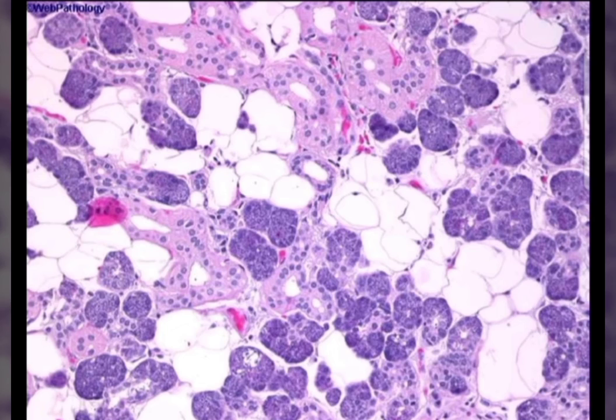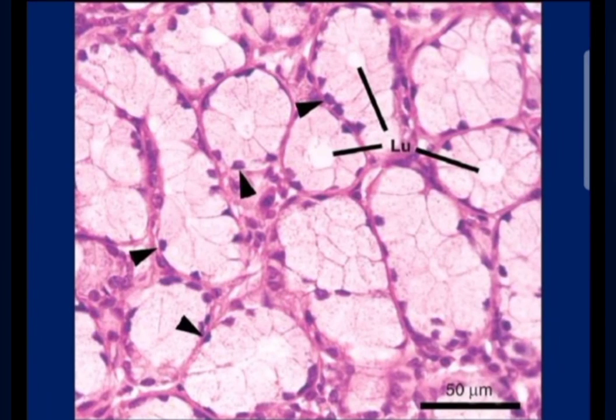The intercalated ducts are long and therefore prominent in sections. The connective tissue capsule is thick and well developed. The secretory product has a high amylase activity, as I have said.